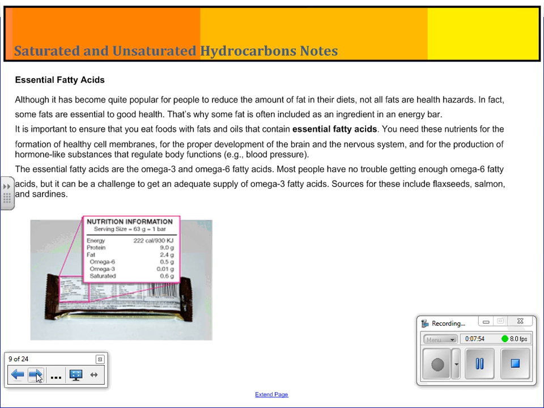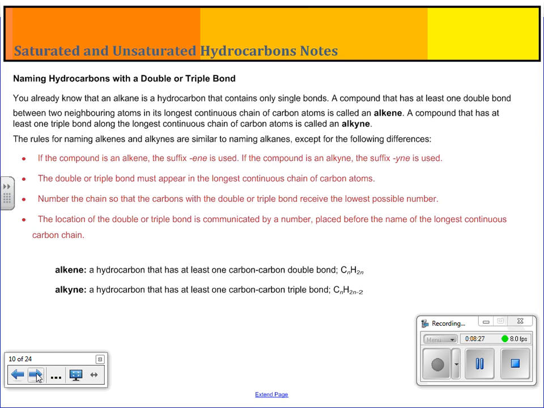You need these nutrients for the formation of a healthy cell membrane, for the proper development of the brain and nervous system, and for the production of hormone-like substances that regulate body functions, for example, blood pressure. These essential fatty acids are the omega-3 and omega-6 fatty acids. Most people have no trouble getting enough omega-6 fatty acids, but it can be a challenge to get an adequate supply of omega-3 fatty acids. Sources of these include flaxseed, salmon, and sardines.